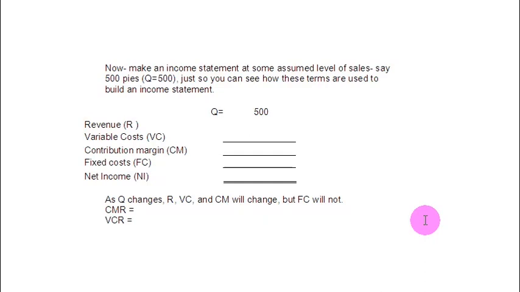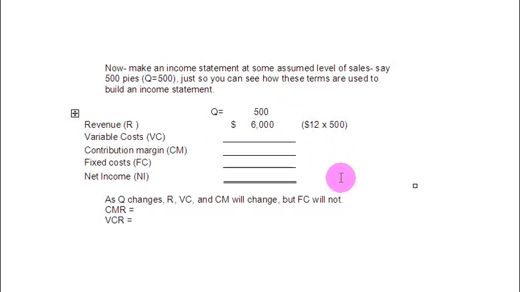Also, whenever you solve most types of problems in CVP using one of the formulas or other approaches, the best way to check your answer is to go back in and prove it by building a little income statement just like this. So it looks very obvious, but it's actually very important. Let's start with revenue. What would sales revenue be if they sold 500 pies? Well, each pie sells for $12. So if you take the unit selling price times quantity, you get total revenue of $6,000.